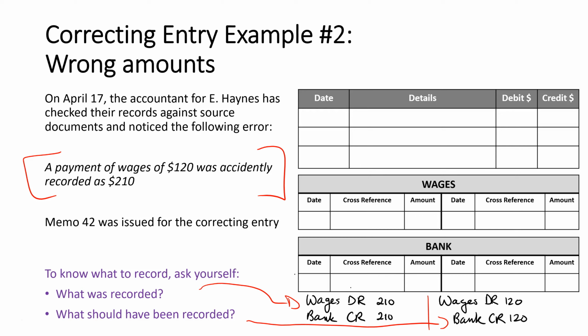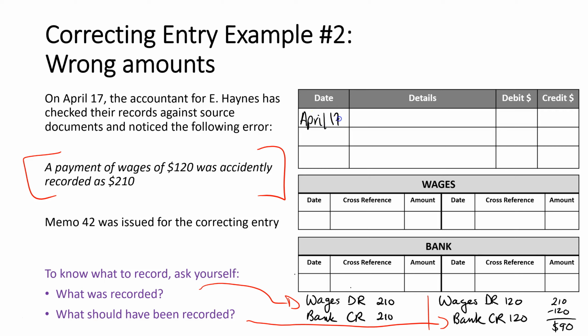So we can see that we have overpaid according to our records, and the difference is $90. So we have accidentally over-credited our bank by $90 and we have over-debited our wages expense by $90. So to fix that, I need to reverse that.